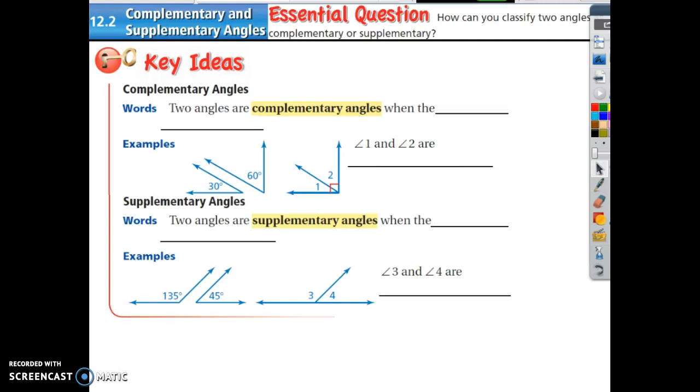Hello and welcome. Today we're going to be talking about section 12.2, which is on complementary and supplementary angles. Our EQ for the day is how can you classify two angles as complementary or supplementary?